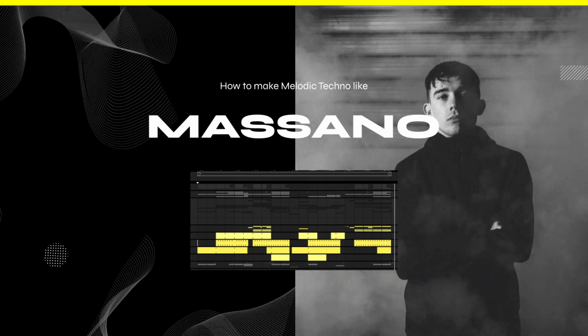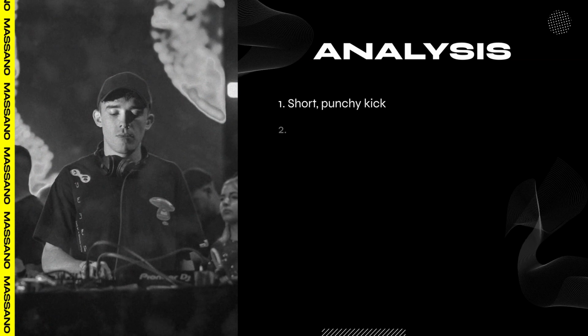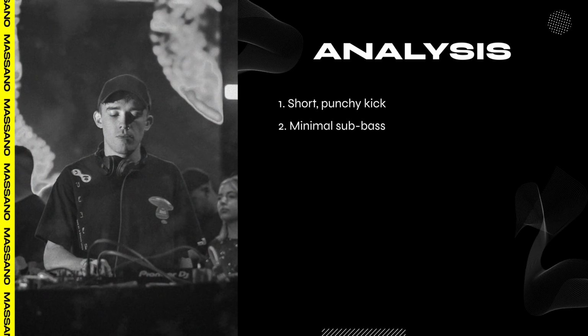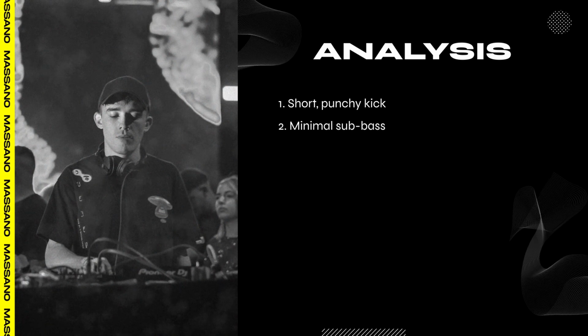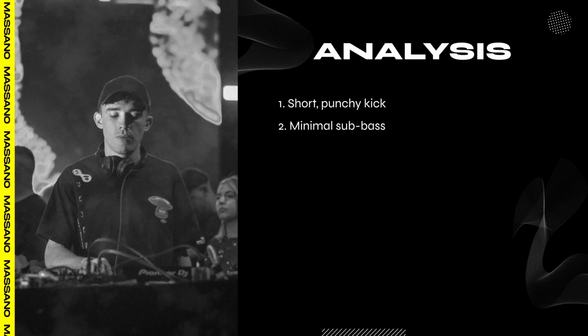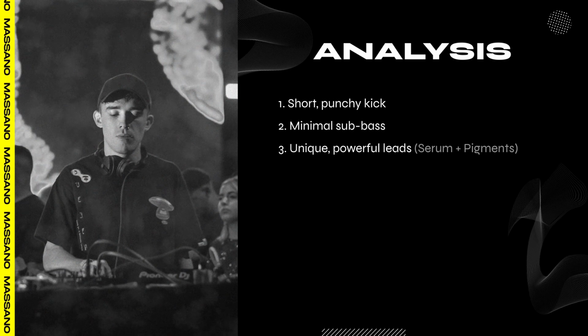Let's have a look at the key elements of a Massano track. First of all, his tracks are starting out with a very punchy kick and a rather deep and subby bassline. And this bass has usually no high frequencies at all. He's just using, for example, a sine wave to create this really subby and dark atmosphere. And by doing that, he is also leaving some room for his really outstanding and powerful lead sound design, which he's mostly creating in Serum and Pigments.